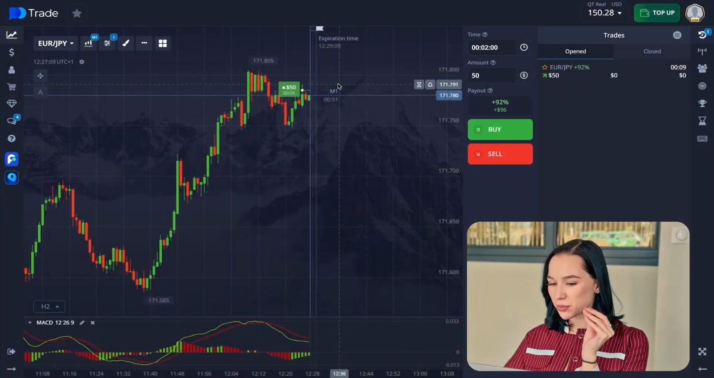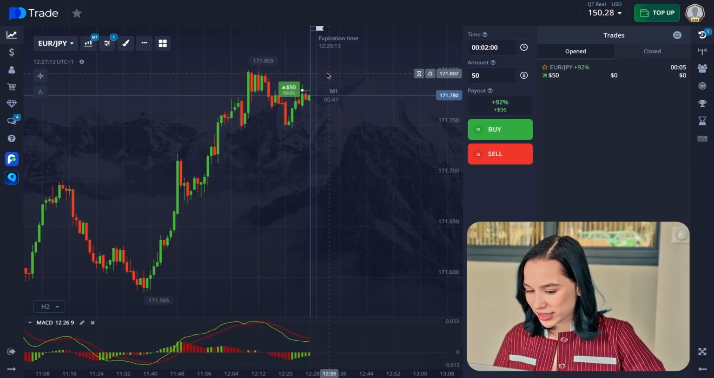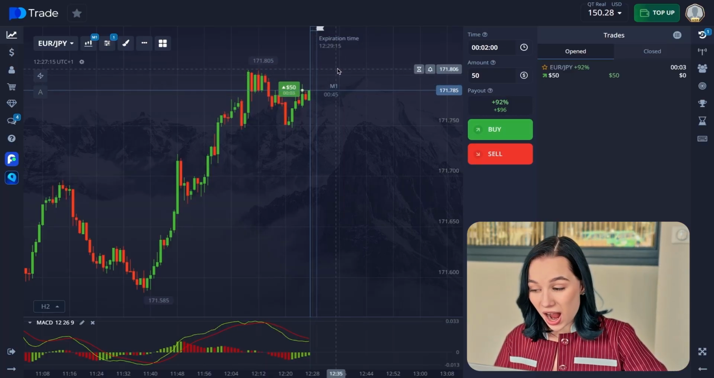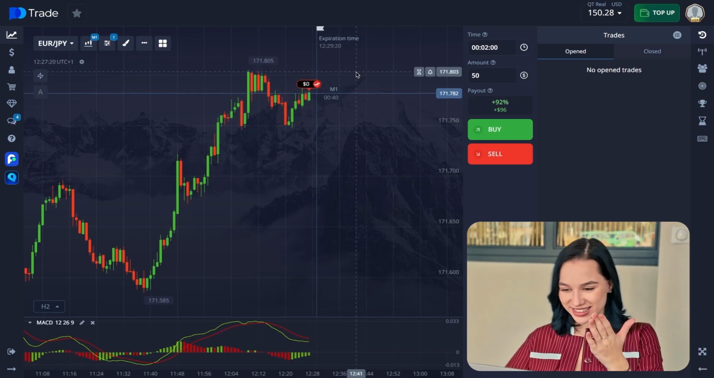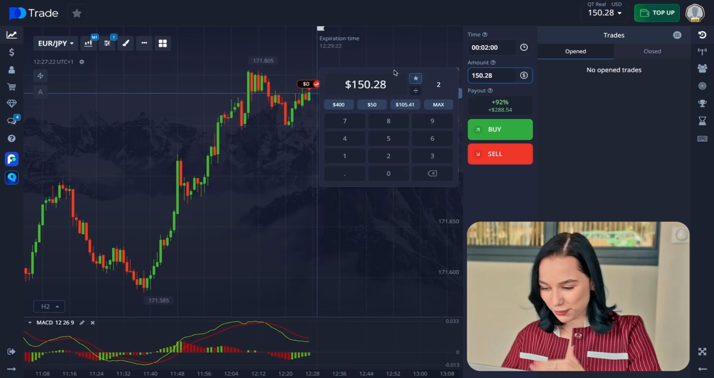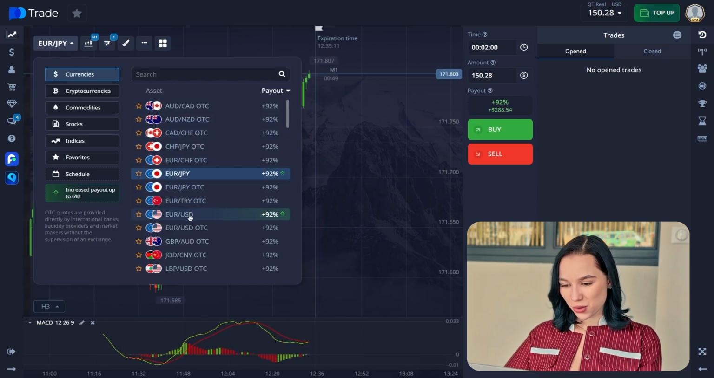Okay, we have some chance. We're pretty close to our 3 points. Maybe it will jump right now. 4 seconds, 3. Oh my god, we were almost in the plus. You could see that. It was literally at our 3 point, but we didn't. So let's find another currency pair for opening a trade.